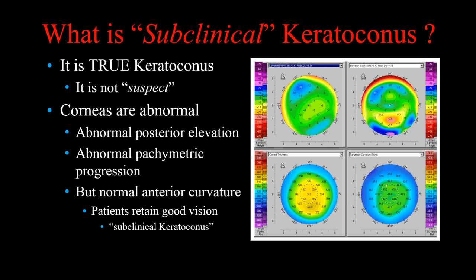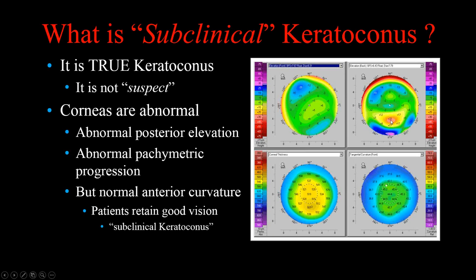Patients can have significant posterior ectasias, but still have basically normal vision. So subclinical disease is true keratoconus, it's not suspect. The corneas are abnormal. There's an abnormal posterior elevation. Notice here, we have a positive island of elevation superimposed on an astigmatic pattern. But notice the anterior surface, completely normal. If we look at the corneal thickness map, you'll notice that if we just took an apical reading, it would also appear normal. But actually, the thinnest point of the cornea is located here, which corresponds to that posterior ectasia.